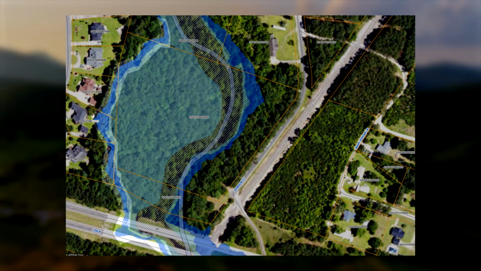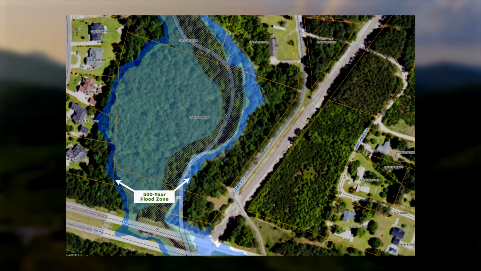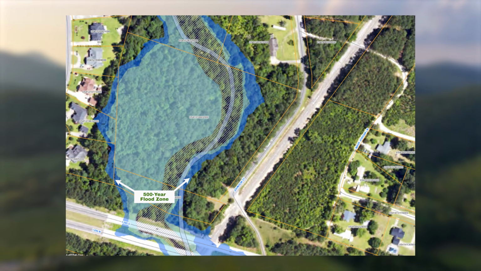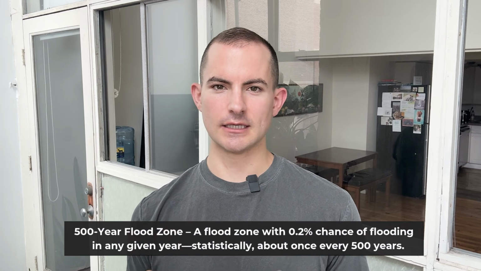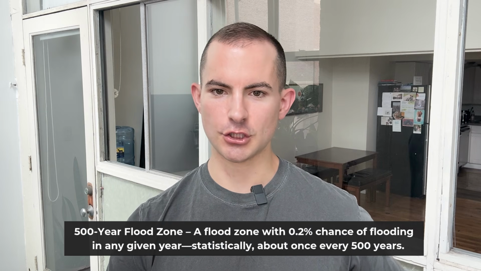Now, the dark blue section on the periphery of the flood zone is what's called the 500-year flood zone. That's a much greater flood event that's also much less likely to happen in any given year. In fact, it's going to happen about once every 500 years, which means on an annual basis, there's a 0.2% likelihood that you get that flood.